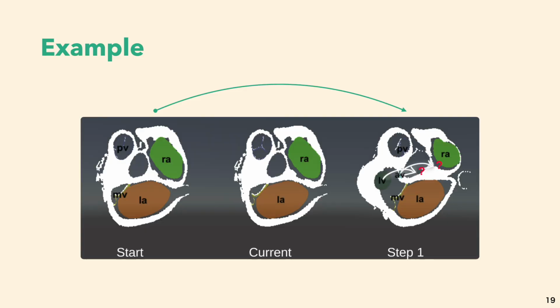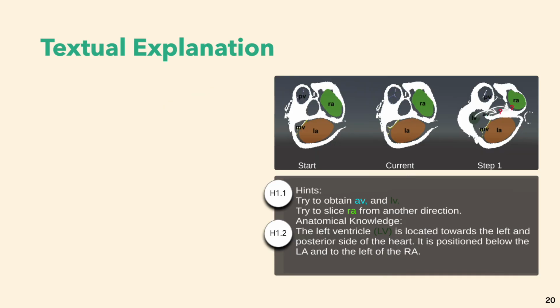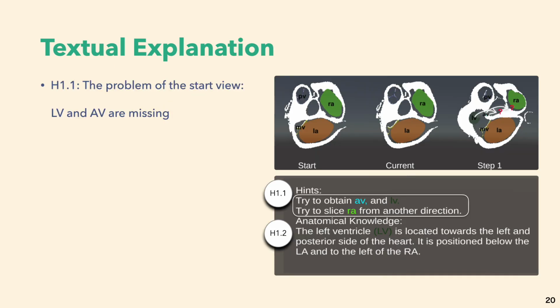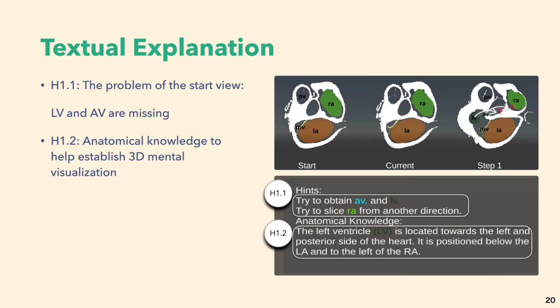Let's see how Explain MR provides explanations to trainees through an example. Trainees will see textual explanations. The first several sentences summarize the missing and incorrect structures in comparison to the sub-goal image. In this case, the LV and AV are missing. The rest explains the relative position of the concerned structures in the 3D space.